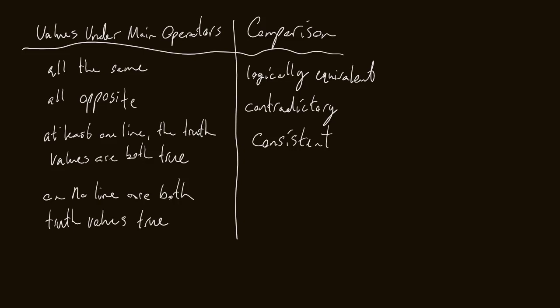And it's here when we have inconsistent statements. Now, it's important when we are comparing two statements that their truth tables were constructed in the same fashion. So what do I mean by that?